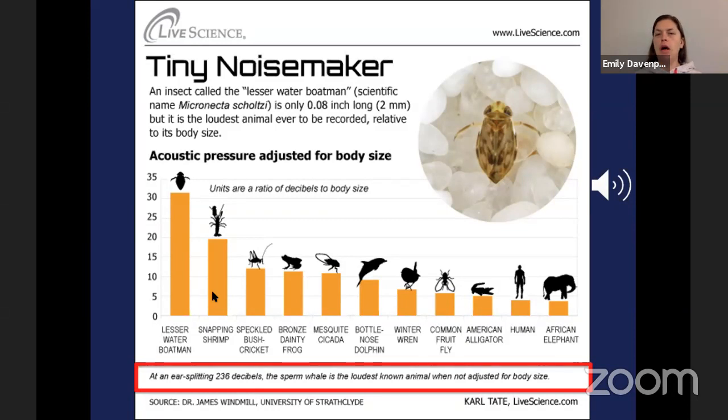Just to give you a noise equivalent, if you were standing near a jet engine as it took off, that creates a sound around 150 decibels. You can imagine how ear-splitting that noise is, and how people working at airports have to wear protective gear when they're around jets because it's so loud, and prolonged exposure can do a lot of damage. But a sperm whale is almost 100 decibels louder. So that's very, very loud.